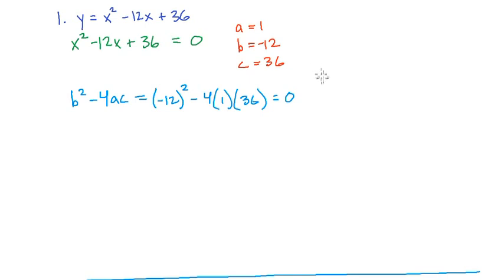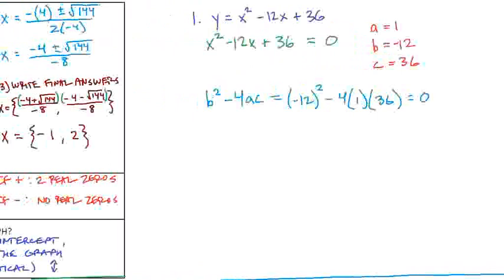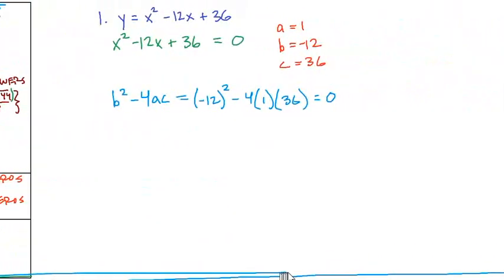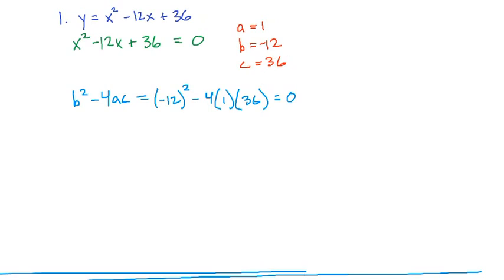Okay, next step is to actually find our x-intercepts. Take a look, we've got step number 1, find the discriminant. Step number 2, find the x-intercept. So let's do step number 2.